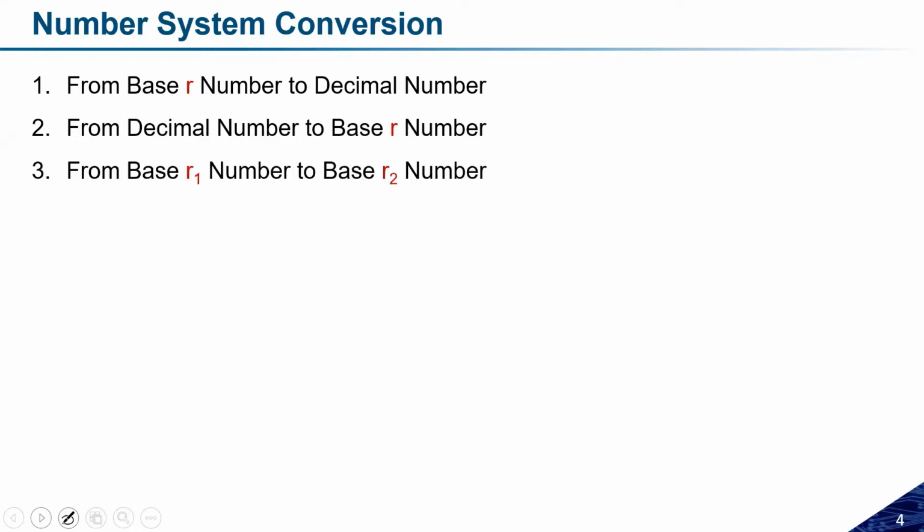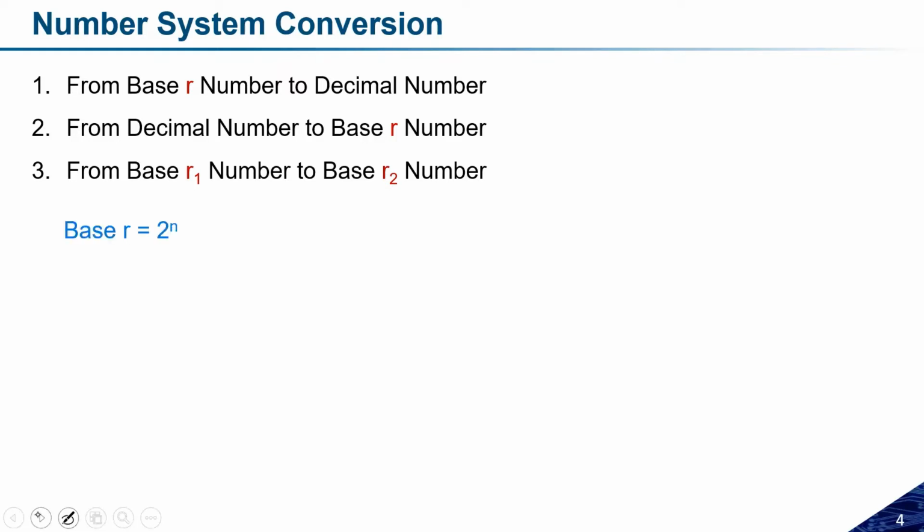The third, important possibility is the combination of these two. Okay, what is the combination? Suppose I have a number which is written in base R1, and I have to convert it into base R2, not into decimal. Suppose I have to convert a binary number to the octal number system. In that case, I have to follow a different kind of mechanism. So these are the three ways we can convert a number from one number system to another.